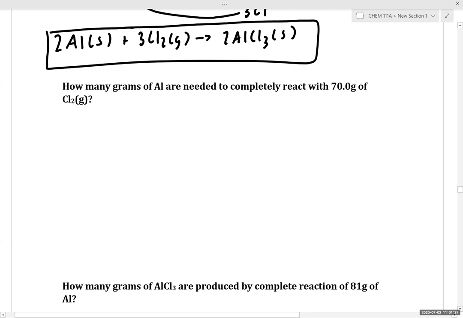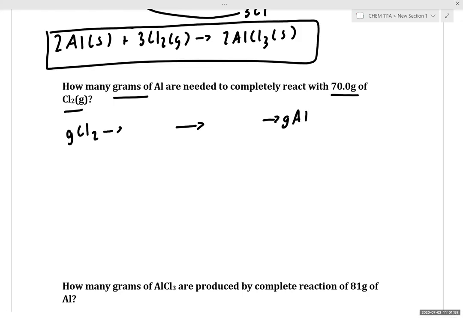Okay, so let's discuss this example. We're asked how many grams of aluminum are needed to completely react with 70 grams of chlorine. So we're going from grams of chlorine to grams of aluminum. And again, as the central theme for this chapter, in order to go from grams of one species in the chemical reaction to grams of another species in the chemical reaction, what units do we go through? What are our intermediate units? What units are we going through as a stepping stone?